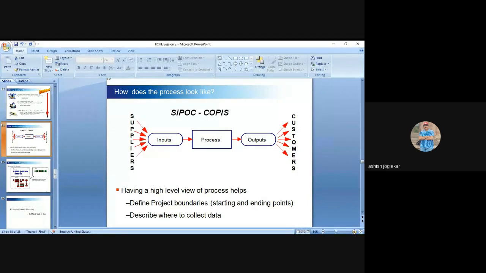It describes where to collect data. So you have to collect data on the supplier. From the supplier, you have to take data on whether the sugar quality is correct, the milk quality is correct, and there is nothing wrong with the water, all those things. Inputs and in the process, what are the steps, where we can improve. So the process map will give you a project boundary and also the steps or the activities where data is required to be collected.